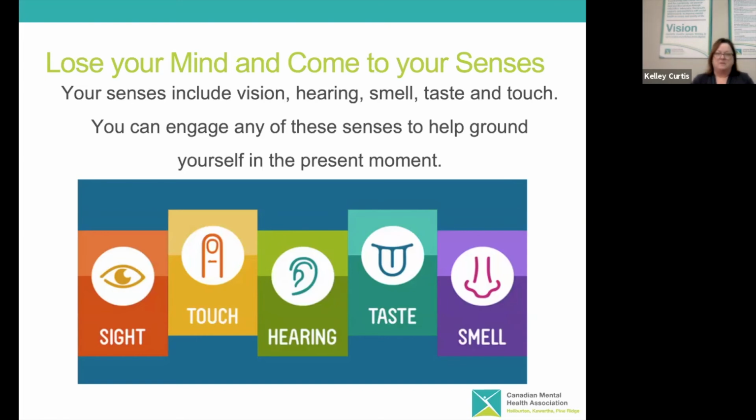And then we could talk about taste. So you might put a small piece of chocolate or some other piece of food into your mouth and bring your full attention to that. Quite often, if we are eating dinner, we're watching TV or doing something else at the same time, but we really want to focus on that food. Really take the time to actually enjoy it, right? Bring your full attention to that food.